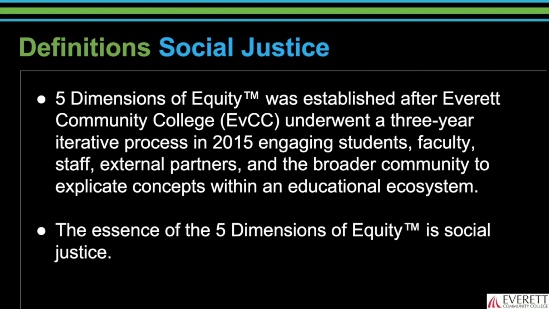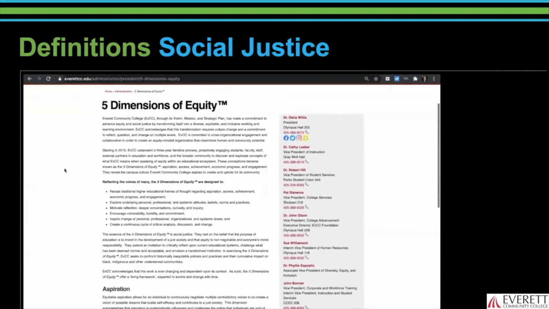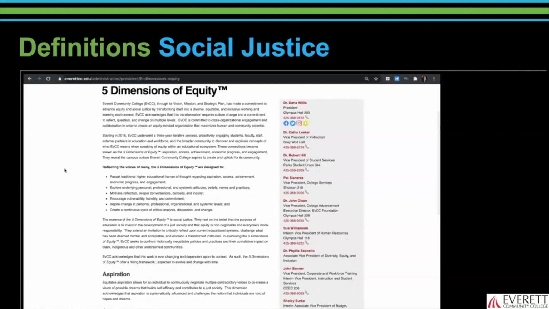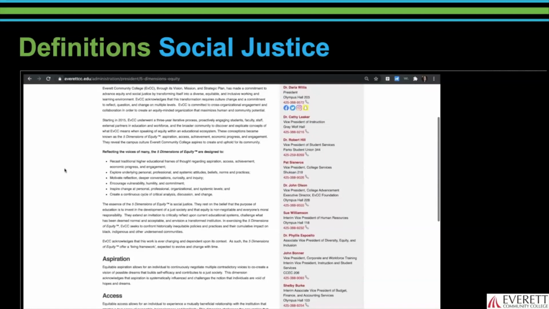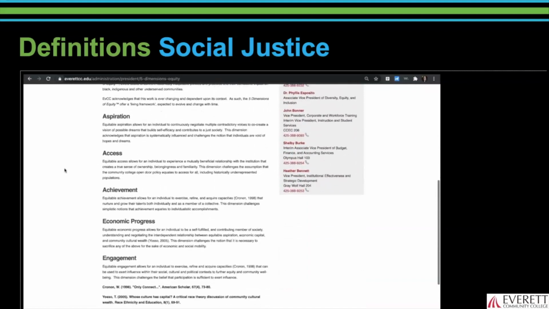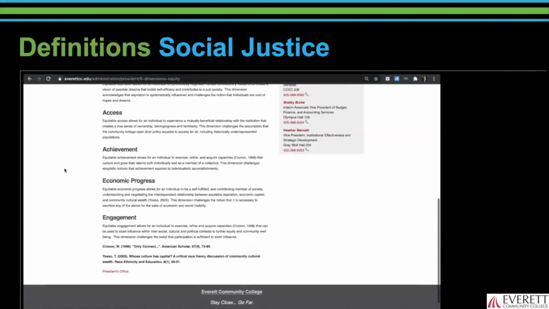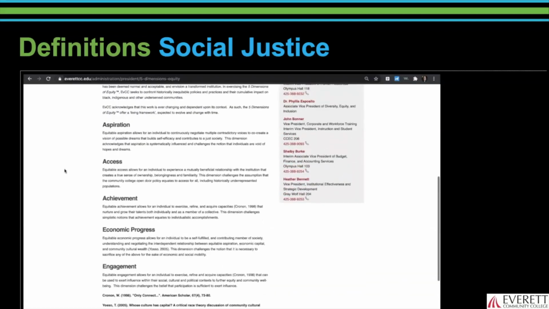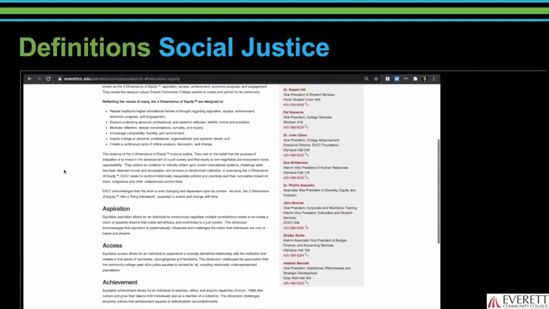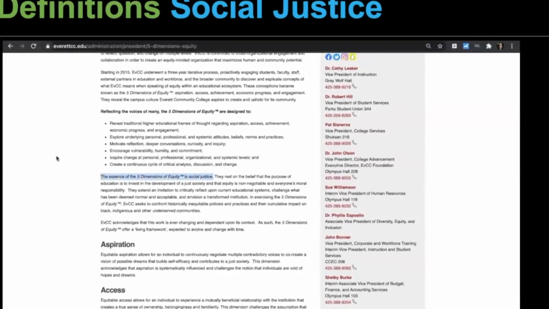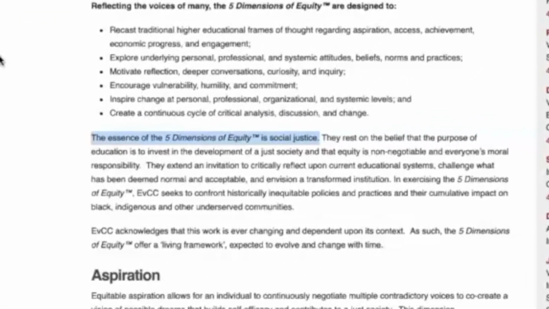The essence of the 5 dimensions of equity is social justice. This commitment is published on the school's website and serves as a foundational component to the institution's core learning outcomes, which we will discuss next. The 5 dimensions of equity was designed to reflect the voices of many and to recast traditional higher education frames of thought regarding aspiration, access, achievement, economic progress, and engagement. To reiterate, the essence of the 5 dimensions of equity is social justice.